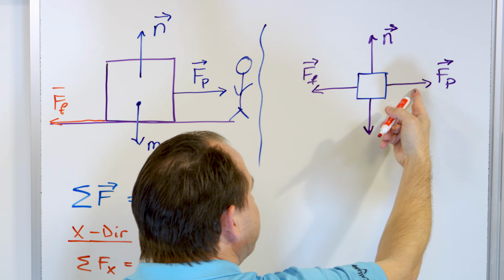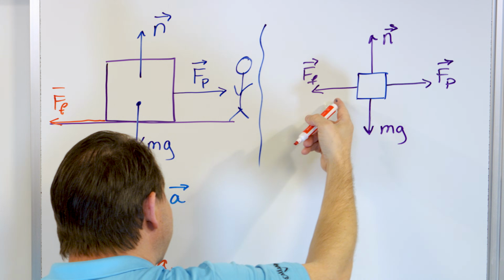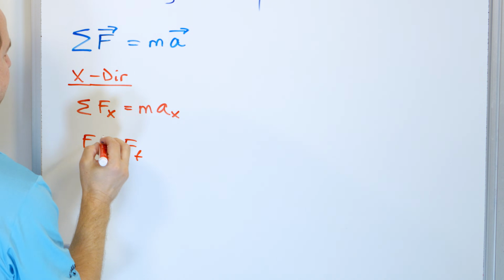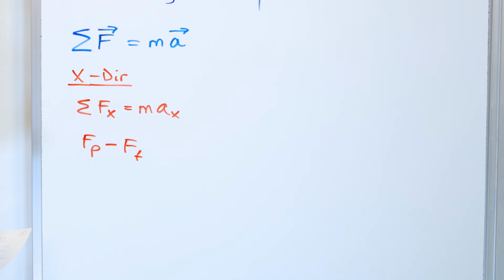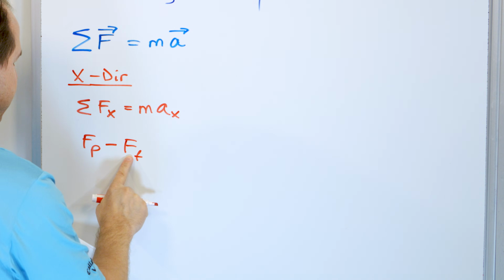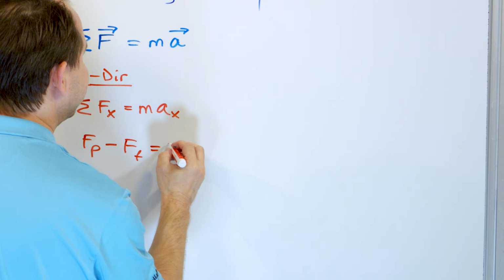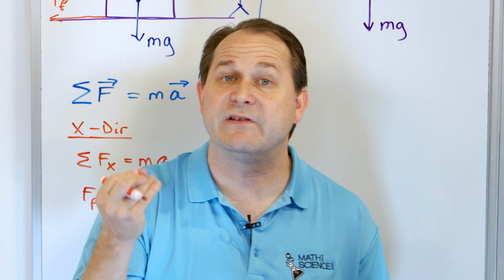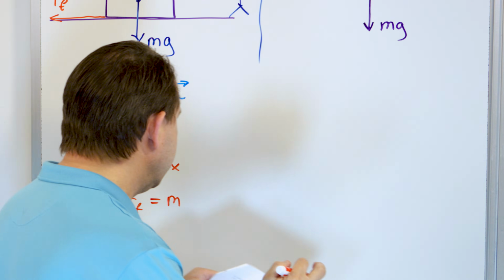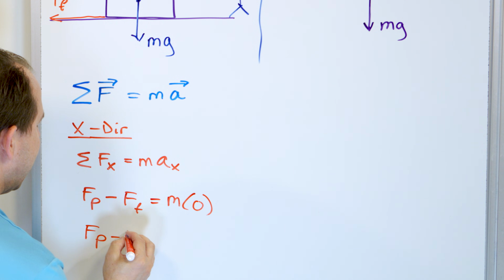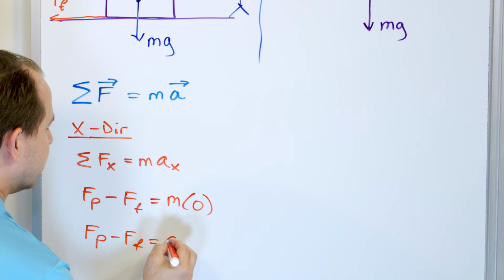Because this is positive and you add it to this, which is negative, you can just write it as a subtraction, Fp minus Ff, like this. This is the positive force to the right, this is a negative force to the left, and it's equal to the mass times the acceleration. It says the box is moving with constant velocity. That means it's not accelerating, so the acceleration is 0. So Fp minus Ff, the frictional force, is equal to 0.